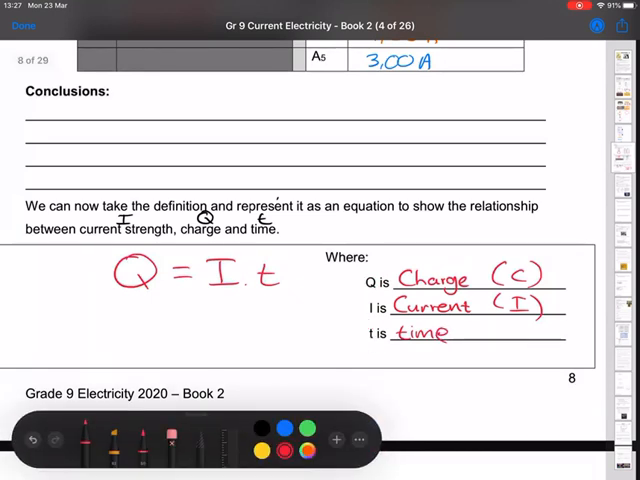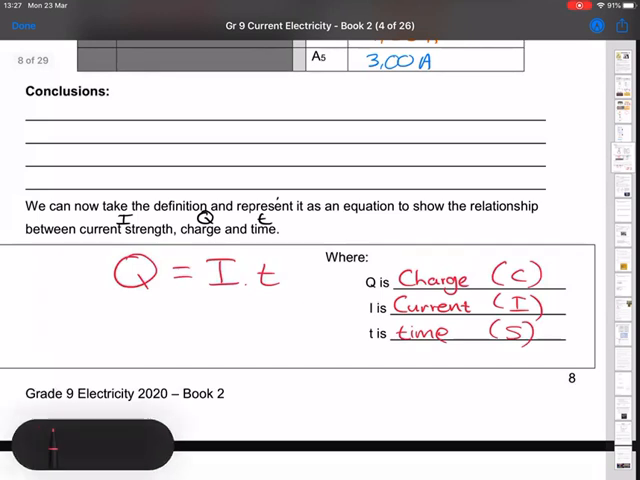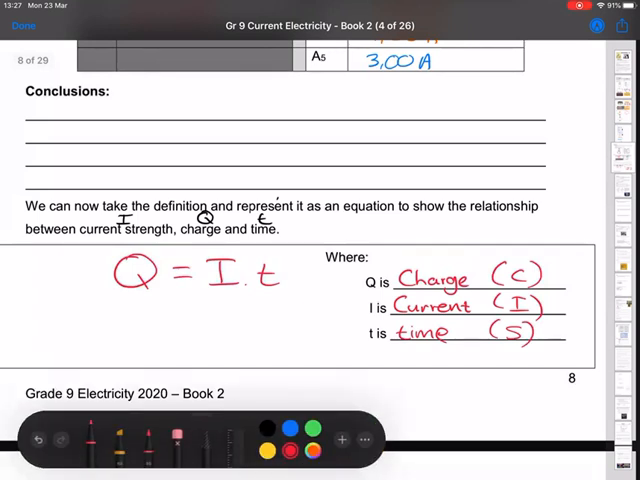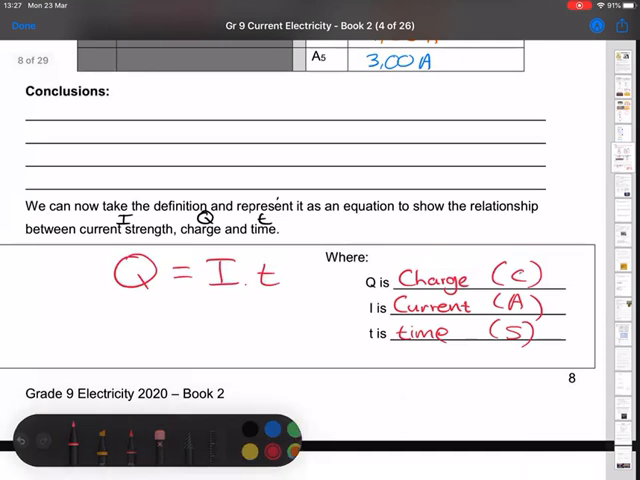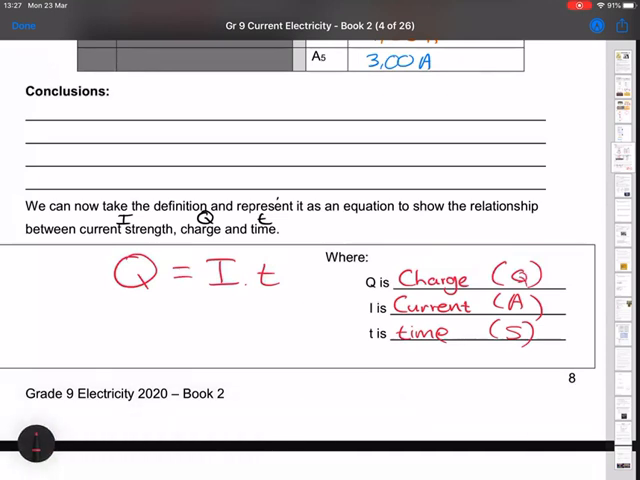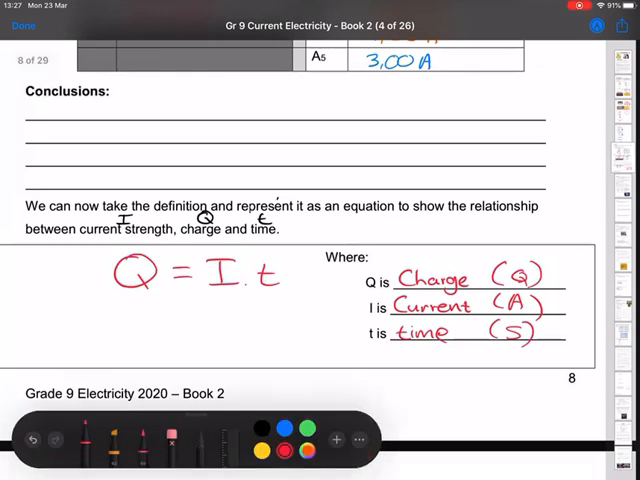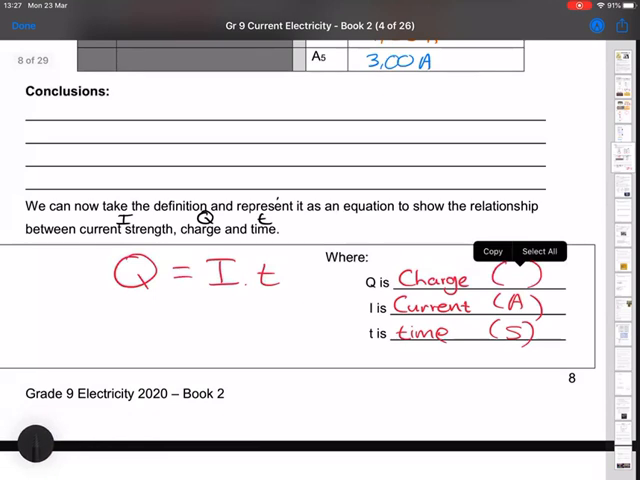But here we're going to look at what their units are. Time is measured in seconds. Current is measured in amperes. And charge is measured in coulombs. So the symbol for charge is a Q, charge is measured in coulombs, and the symbol for a coulomb is a capital C.